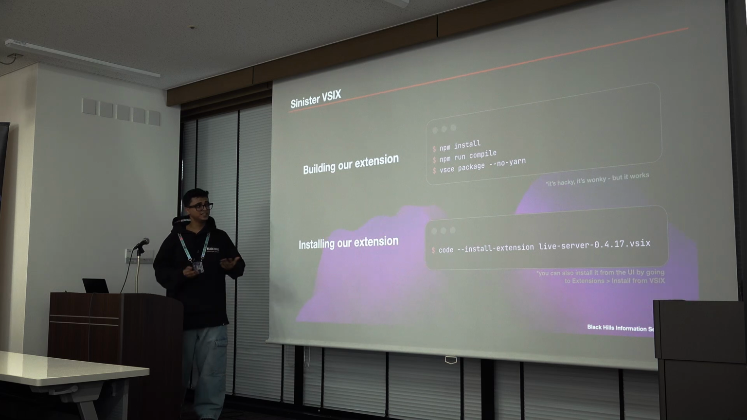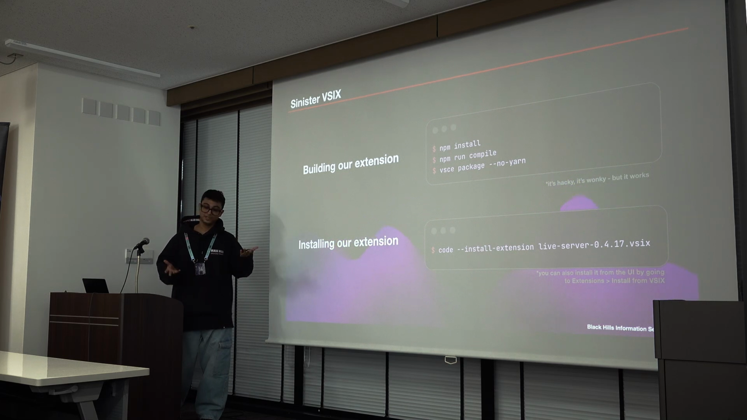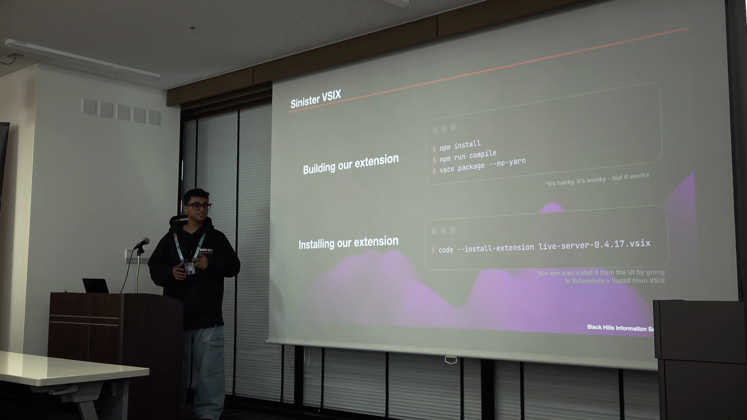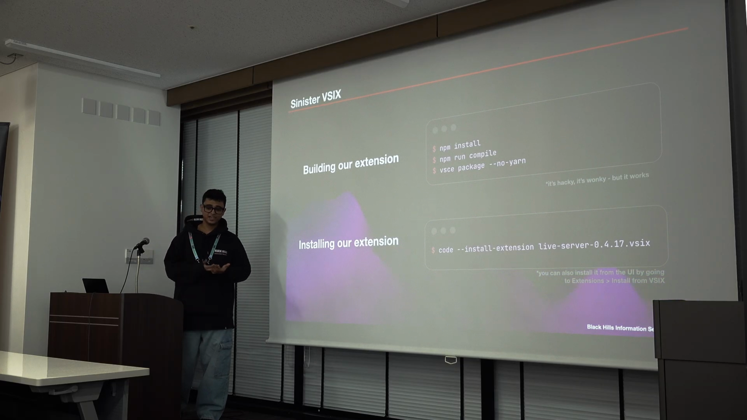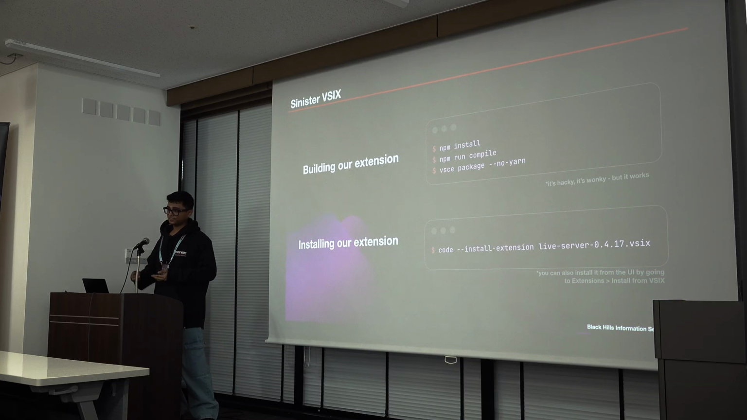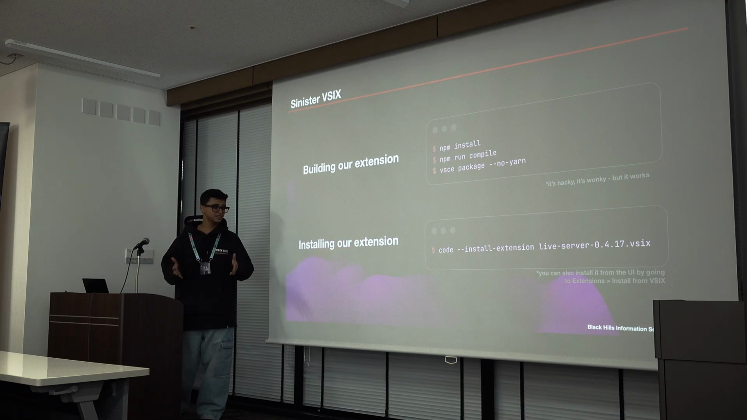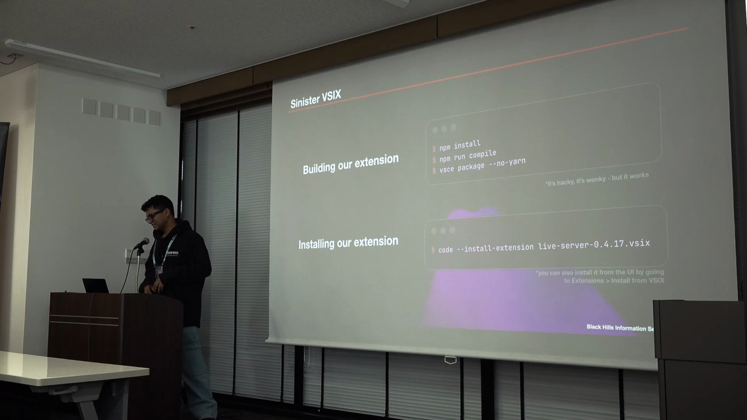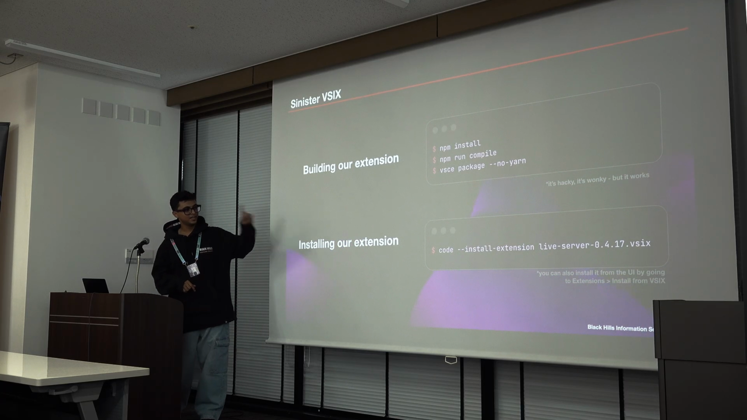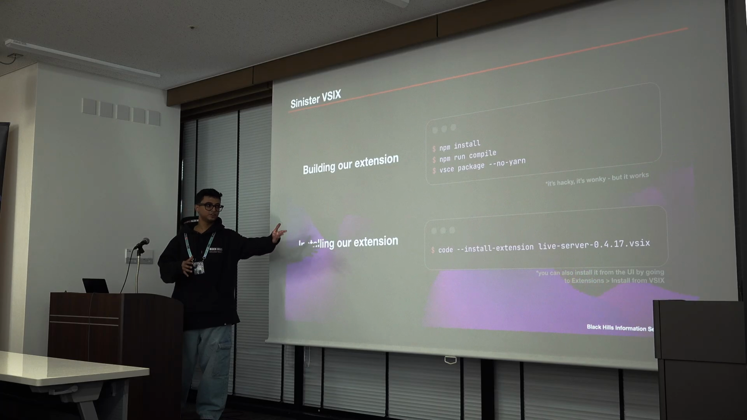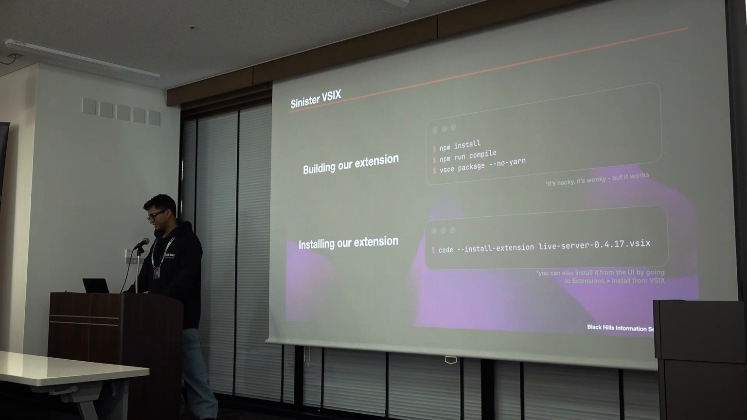Building is super easy, same three steps. Sorry, one step has been updated. First, we run npm install to install all our requirements. We run compile for a sanity check to make sure that our stuff is compiling correctly. And then we package everything into a simple extension, and we have liveserver.version.vsix as an output, which we can install.